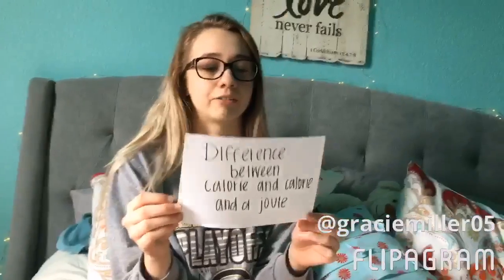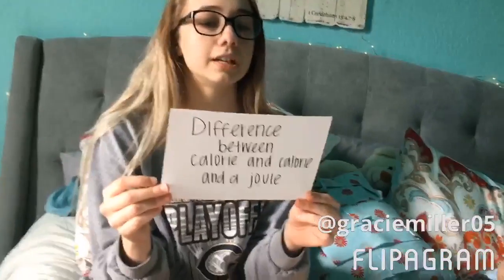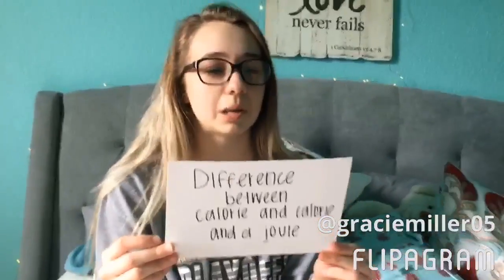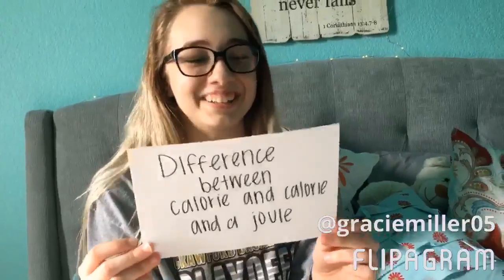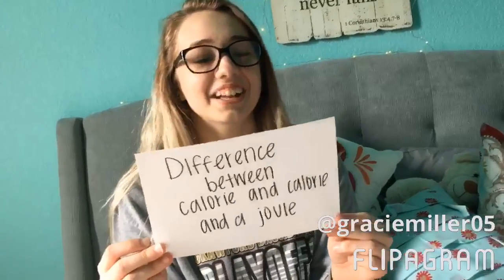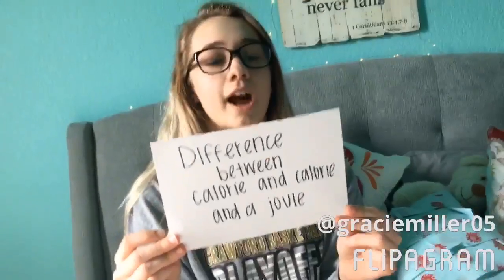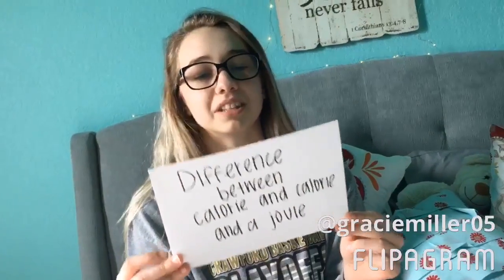D is also for the difference between calorie and joule. A calorie is a unit of measure of the energy needed to change the temperature of 1 gram of water by 1 degree Celsius. A joule is a unit of energy equal to newton times meters. The conversion rate is 1 calorie equals 4.2 joules.